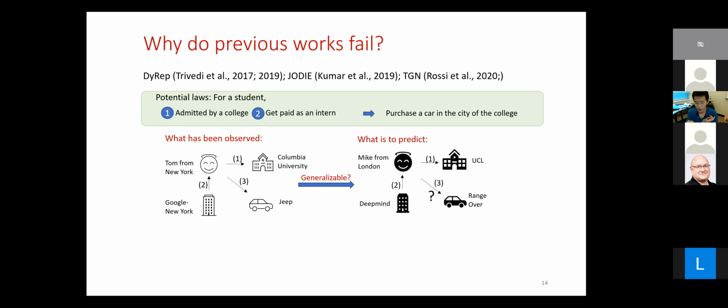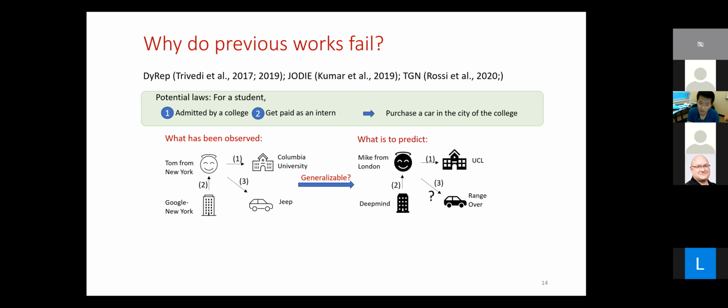So we want to solve the following task. We have a student, and we want to predict whether he or she would like to purchase a car right now, and where he or she wants to purchase that car. And perhaps a very natural law in our mind, or inductive bias, is like this.